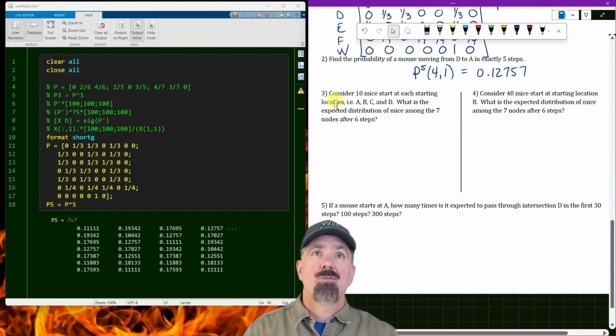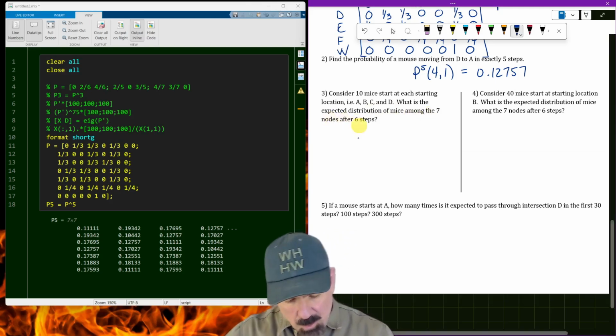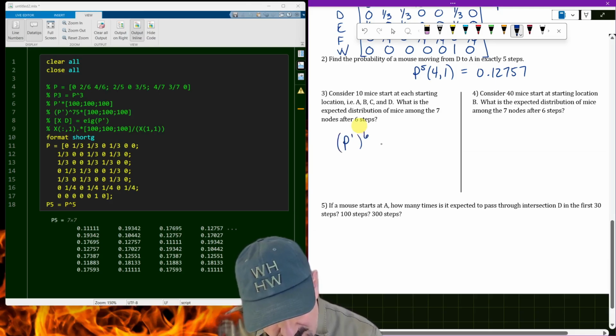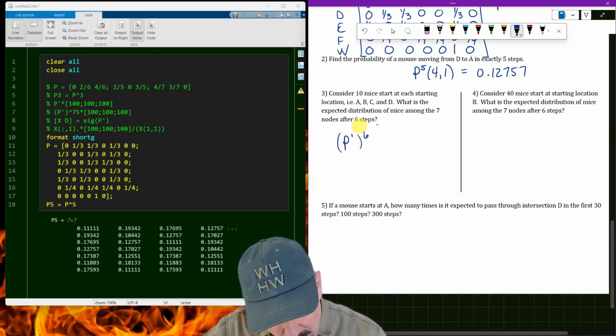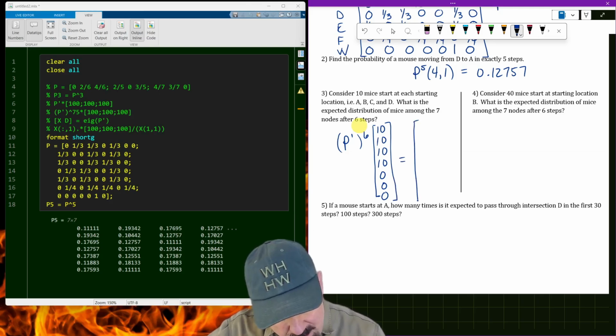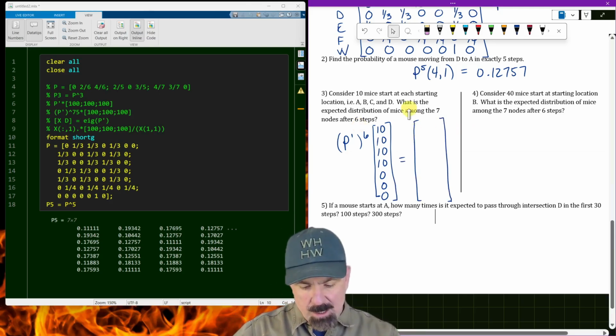All right, next question here, 3. Consider 10 mice at each starting position, A, B, C, and D. What is the expected distribution of mice among the 7 nodes after 6 steps? So we want to take a look at P transpose after 6 steps, and we want to multiply it times our initial vector, which has 10 mice at A, 10 at B, 10 at C, 10 at D. There are none at E, F, or at the water. And now we want to know, what does the distribution of mice look like for this situation?